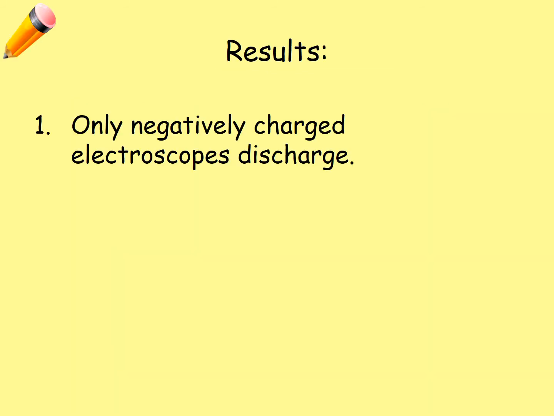So here are the results from the gold leaf deflection experiment. Only negatively charged electroscopes discharge, which makes sense. If we're removing electrons from the surface of the zinc plate and the surface is already positively charged, it's just going to become more positively charged because we're removing more electrons. Therefore, the deflection would only increase rather than the electroscope discharging and allowing the gold leaf to return to the central rod.